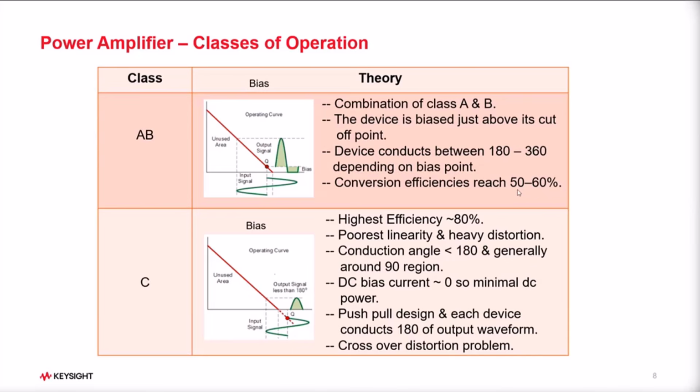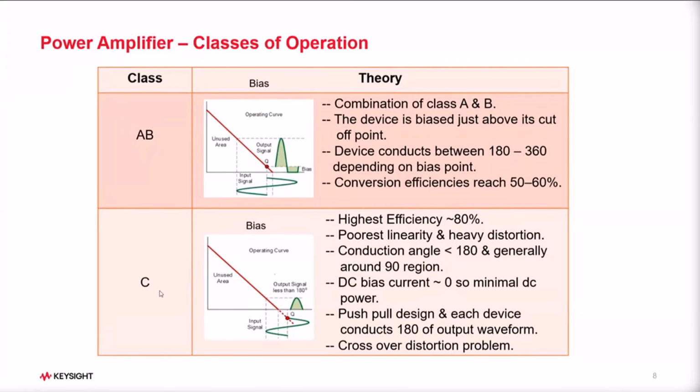So in Class AB, practically you can achieve around 50 to 60%. You have better performance than either Class A or Class B because you have a higher efficiency. And this is one of the most practical amplifiers which most of the people design. It's a very widely used topology or configuration.